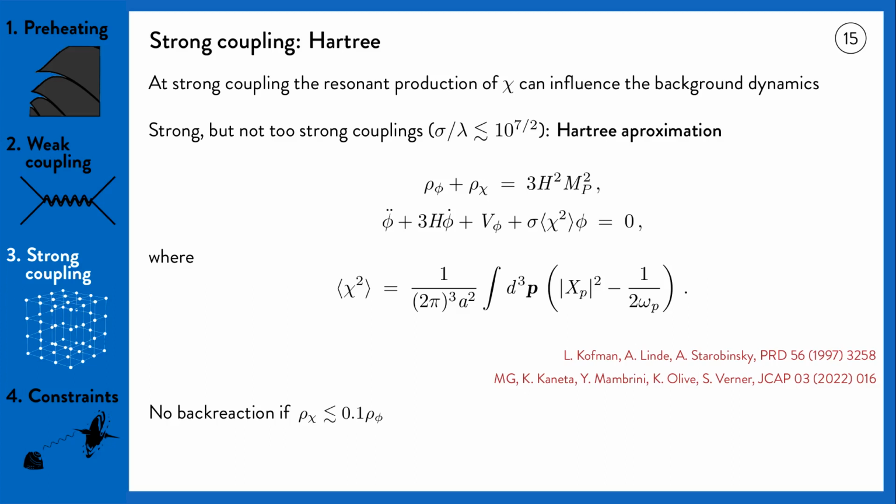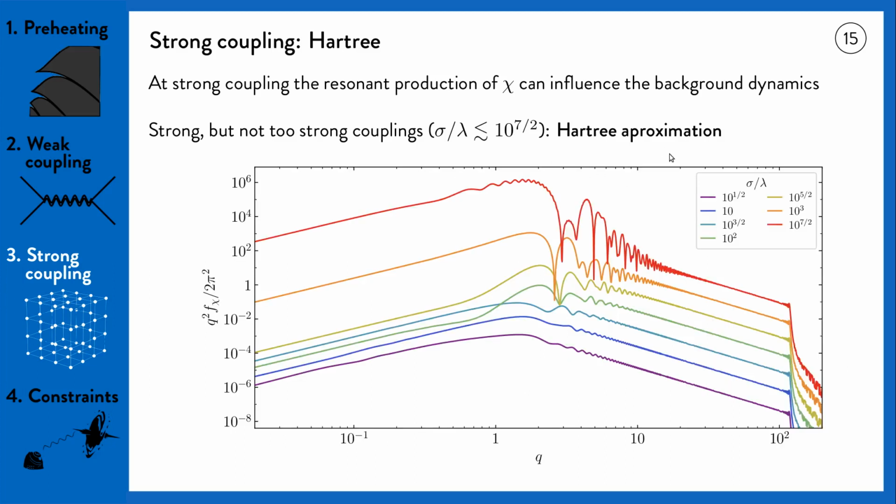Moving on to the strong coupling regime with sigma bigger than lambda, the resonant growth of fluctuations will be present, and this growth can affect the background dynamics. What we find is that spectral methods are well suited for the numerical solution of the equations of motion if sigma over lambda is smaller than about 10 to the 7 halves. In this case, the back reaction effect can be accounted for as an extra term in the equation of motion for the coherent condensate phi, which is known as the Hartree approximation. And the phase space distribution in this regime looks like this.